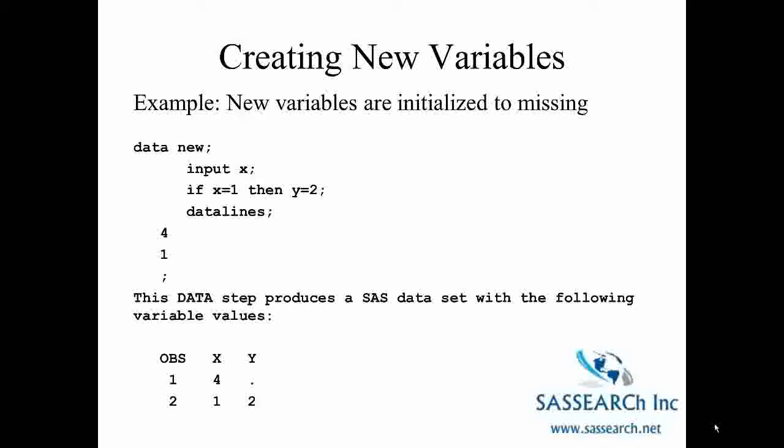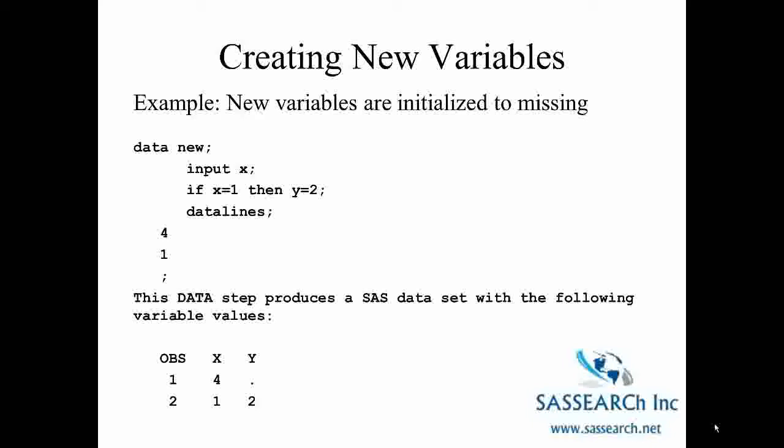So we're creating this data set new, and we're inputting the variable x. And we're saying that if x equals 1, then y equals 2. And then we have our data lines and two observations for x, a 4 and a 1. This data step produces a SAS data set with the following variable values. The first observation, we have x equal to 4 and y is equal to missing, because x did not equal 1 in the first observation, so y was just set to missing.